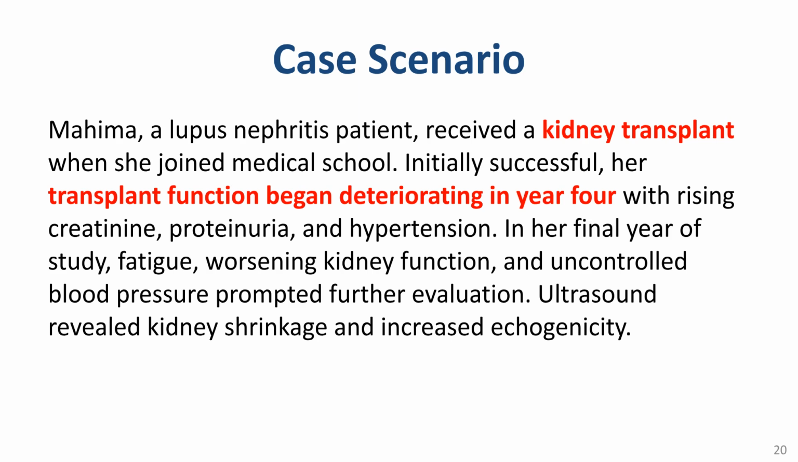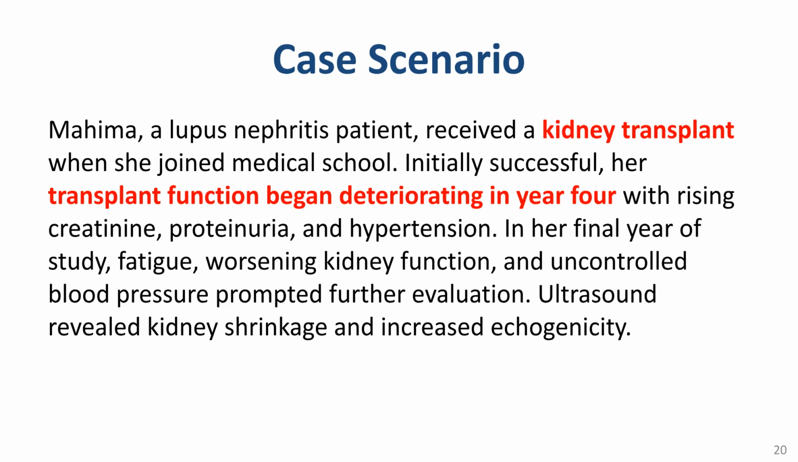Mahima's case illustrates chronic rejection developing over years. She received a kidney transplant for lupus nephritis when she joined medical school. Initially, the transplant functioned well with proper immunosuppression. However, in year 4, subtle signs emerge. Her creatinine slowly rises, indicating declining kidney function. She develops proteinuria as the kidney's filtering capacity deteriorates. Her blood pressure becomes increasingly difficult to control.